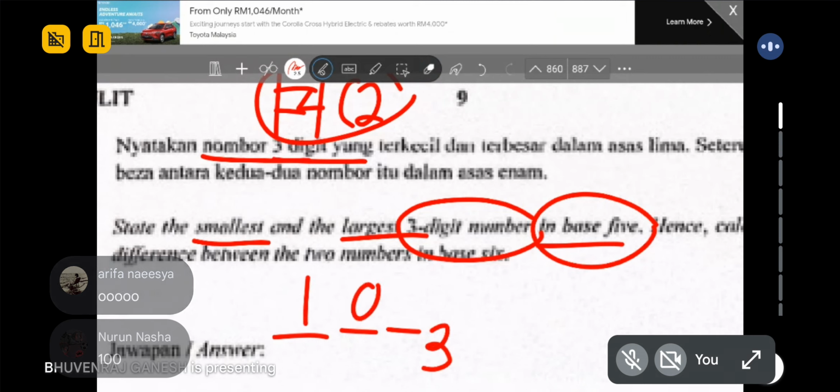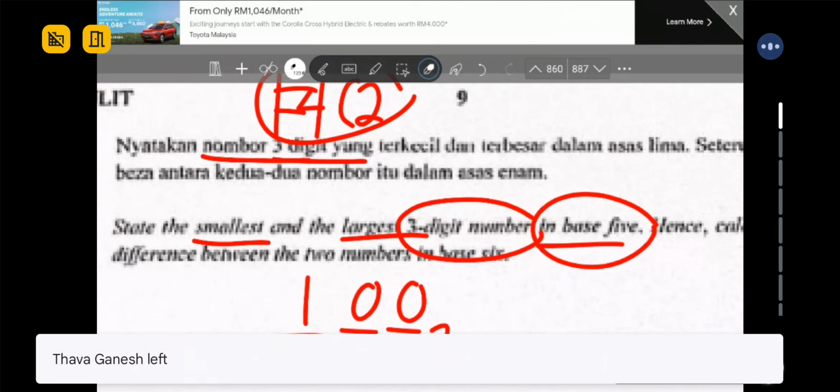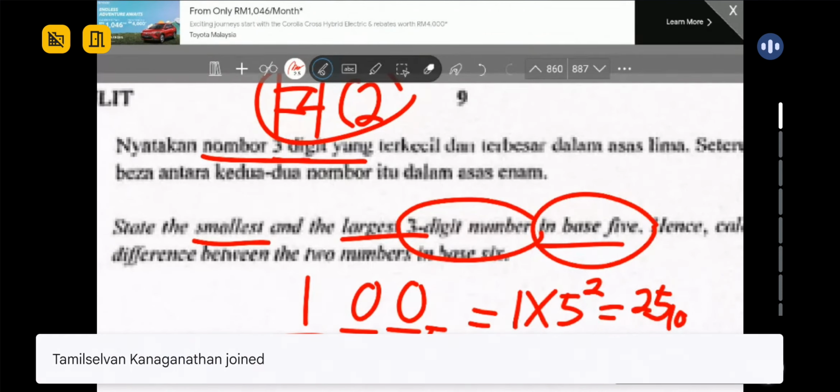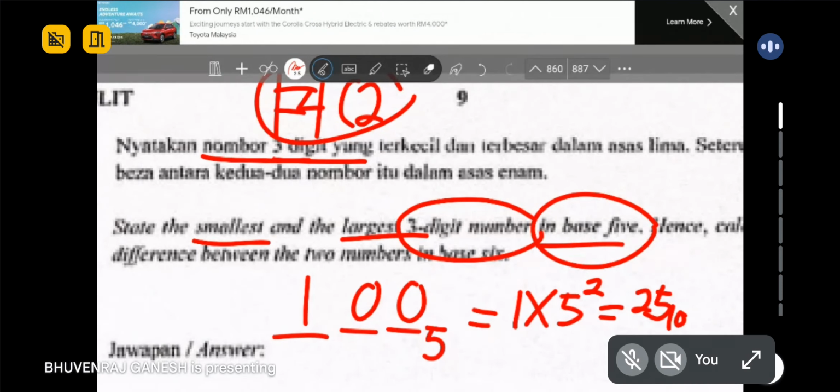Okay, 100 guys, you can count and see. Wait, base 5, right? Question say asas 5, yeah, base 5. So the value is actually how much? 1 times 5 power 2, right? Okay, jawapan dia 25, base 10, correct? So this is actually the smallest value in base 5. Ini adalah nilai yang terkecil. Faham guys? Can you see the concept?